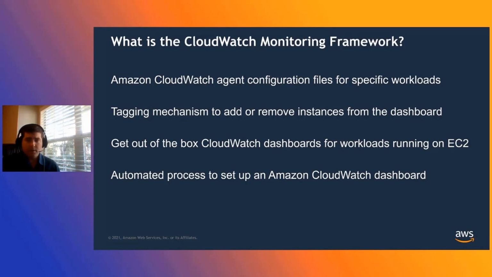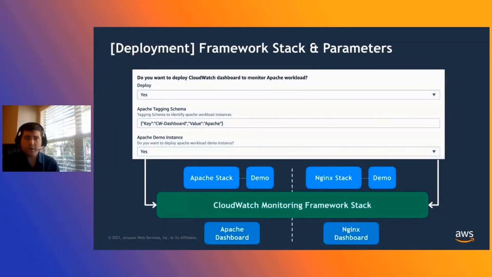Now, let's quickly cover the deployment framework and stack parameters. This framework is deployed as a CloudFormation stack, so the setup shouldn't be too difficult. But what we'll take a look at here are the different parameters. If we're deploying it, we choose yes or no for a demo instance, and then the tagging schema, which is a key-value pair that we want our framework to look for. In this case, any instance with the tag key CloudWatch dashboard and a value of Apache would be picked up by the stack and added to that dashboard.